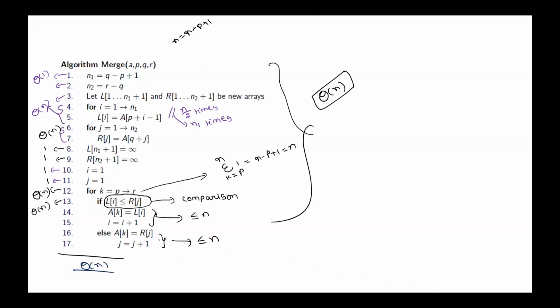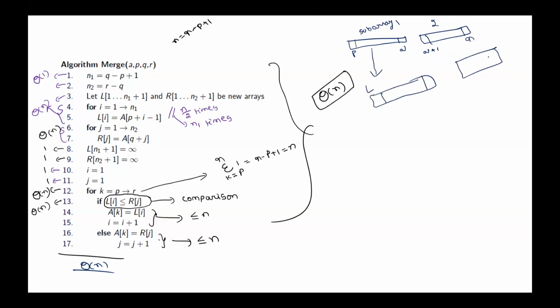So what are they doing here? The two subarrays A[p..q] and A[q+1..r]. These are two subarrays: subarray 1, subarray 2. They are copying them into two new arrays. This is the left array and this is the right array.